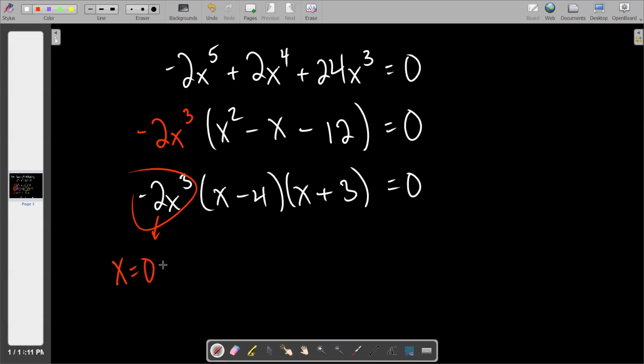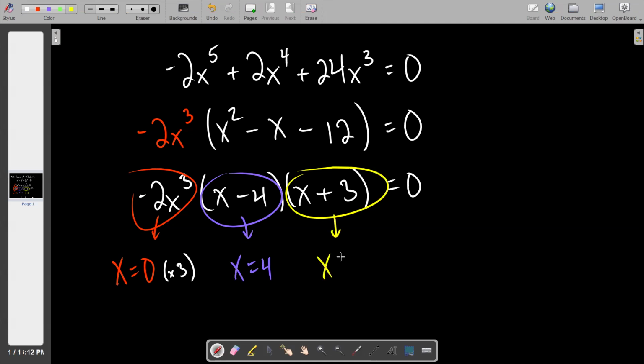But I need to put the little parenthetical comment. How many zeros are going to come out of that red bubble? 3. Remember, it's directly related, the same as the degree of the factor. So there will be 3. So I'm going to put a little times 3 in parentheses like that. What am I going to get out of purple? 4. And what am I going to get out of green or yellow? Negative 3. Good. So business as usual.